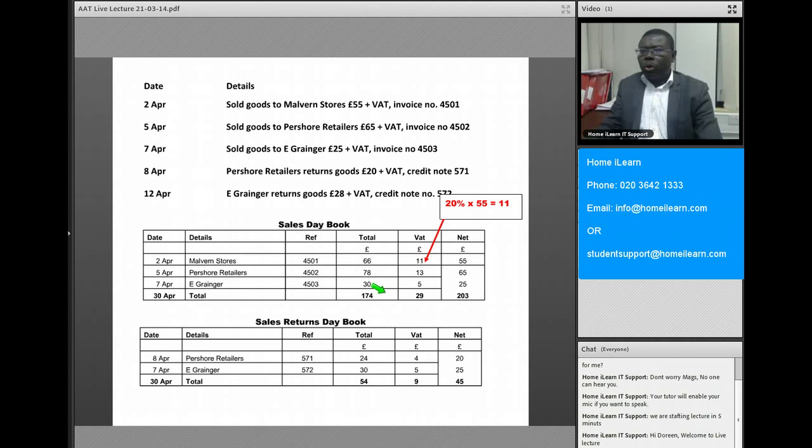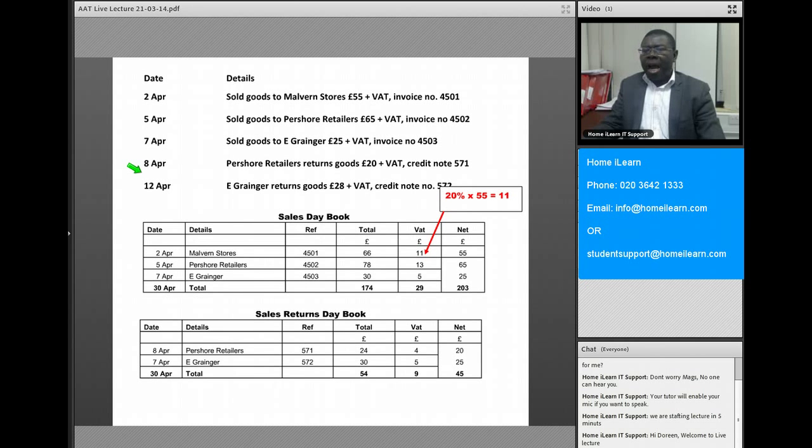The second one says sold goods to Pershaw, 65 plus VAT. So that is also shown here. The third one is sold goods to Granger, and that is shown here as well. Now, the fourth one is actually a return, so we're going to leave that. We're going to record that in the sales returns day book. But the first three items relate to the sales day book. And basically, this is how we will prepare the sales day book.